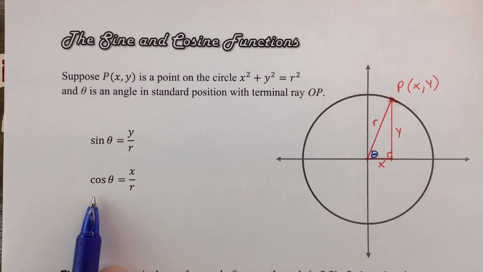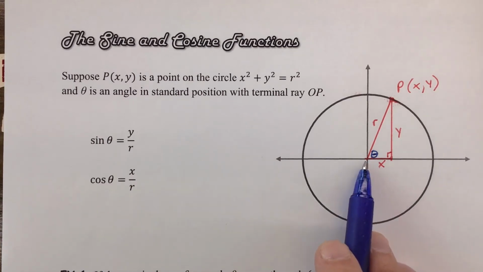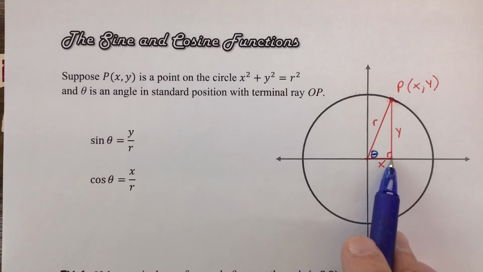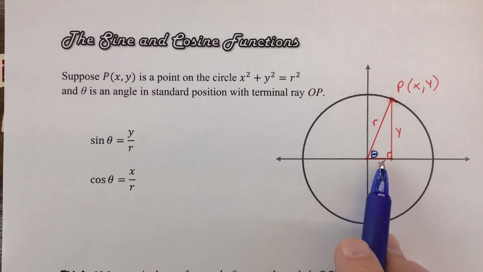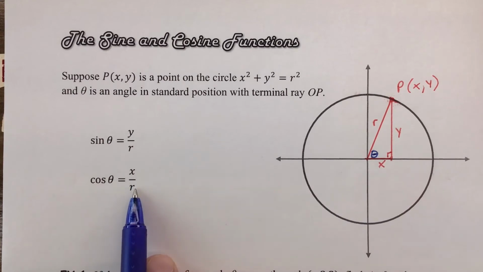Likewise, the cosine of theta would be the adjacent divided by the hypotenuse. In this picture, the x component here would be the adjacent. The hypotenuse, again, would be the radius, so we get x over r.